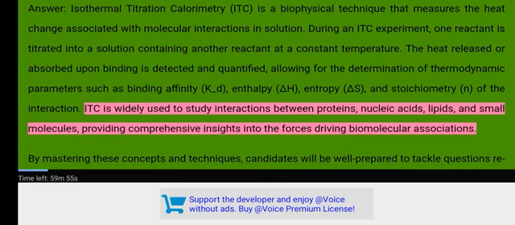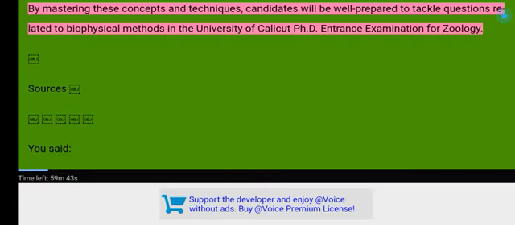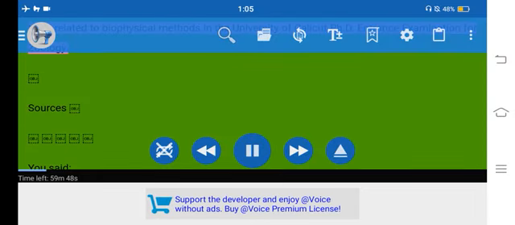ITC is widely used to study interactions between proteins, nucleic acids, lipids, and small molecules, providing comprehensive insights into the forces driving biomolecular associations. By mastering these concepts and techniques, candidates will be well prepared to tackle questions related to biophysical methods in the University of Calicut PhD entrance examination for zoology.